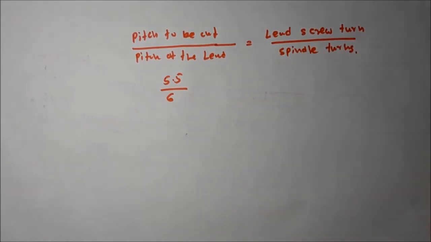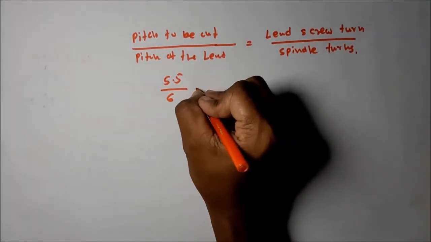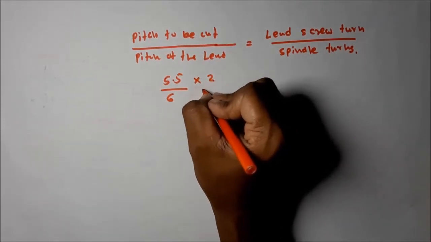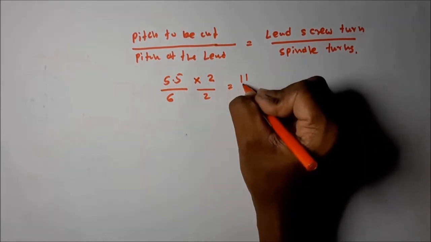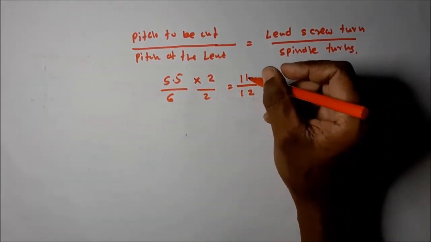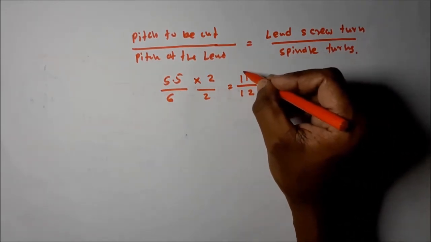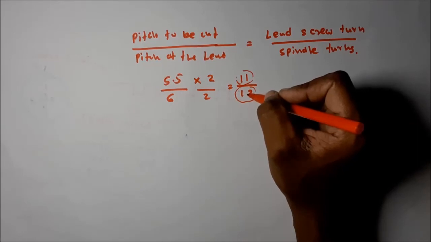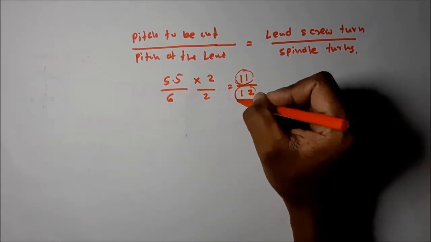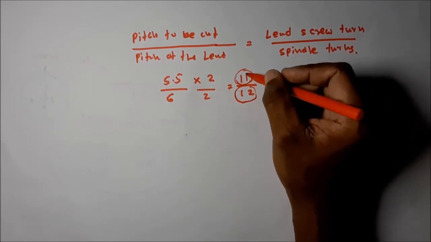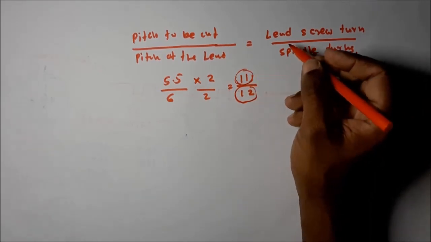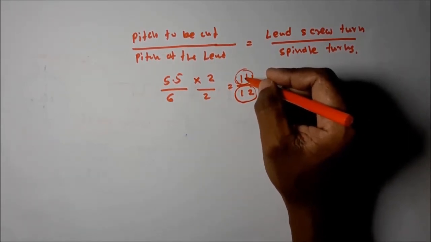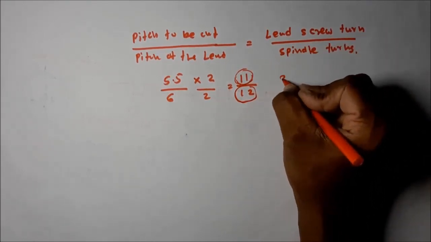Then, how to convert the 5.5, we multiply by 2, so that is equal to 11 over 12. What it means is, when the lead screw produces 11 complete revolutions, the spindle workpiece produces 12 complete revolutions. That means after 11 complete revolutions, we again have an engagement position. So if you count the 11 revolutions by connecting the dial, we can engage the half nut at the 11th position. So then we have to use the 22 teeth.